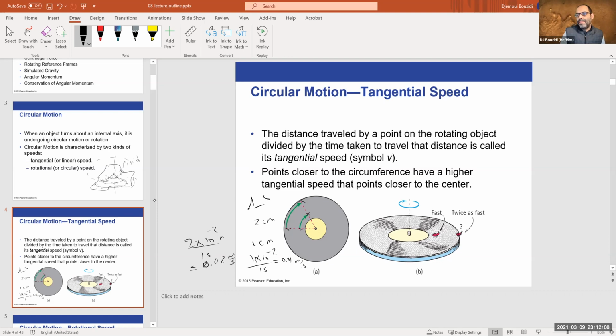So if this is fast, the other one is twice as fast as long as the distance is in this ratio. As a matter of fact, it's proportional to the radius, to how far we are from the center. An object sitting right on this point will not move. That is actually the definition of rotational motion. Every single point will move except the point where the axis of rotation passes through. That is a stationary point, a point that you fix.